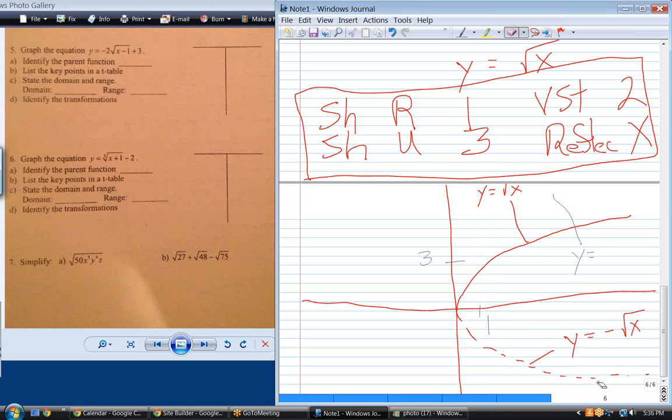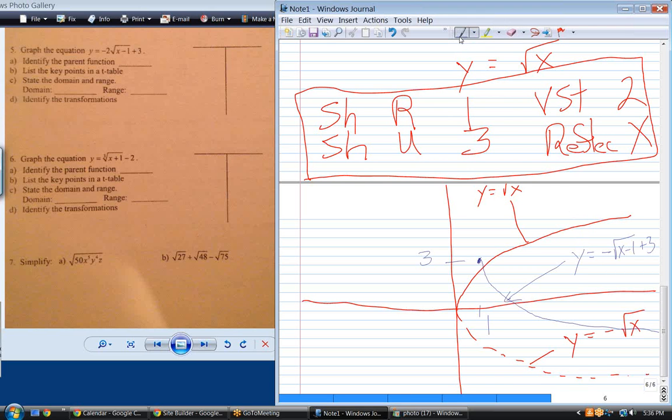First of all, we're talking about this curve down here, the dotted line. We're going to move that right 1 and up 3. So it's going to start right there. Not going to change shape. It's going to look exactly the same shape because I haven't done any stretching yet. Okay. So this curve is y equal negative square root of x minus 1 plus 3.